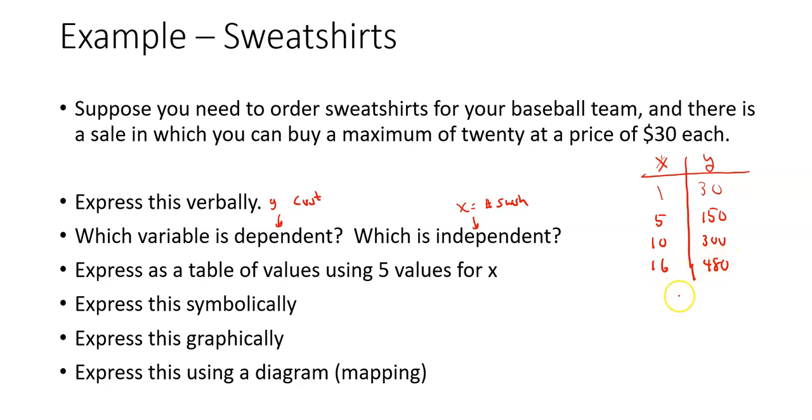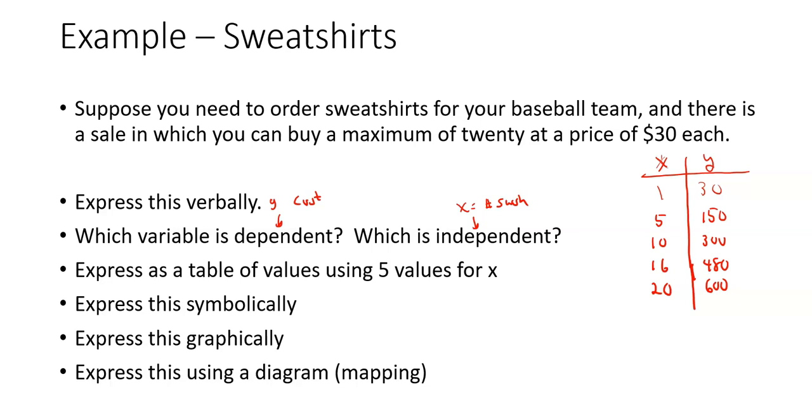It says up to a maximum of 20. So if I buy 20 sweatshirts, it's going to cost me $600. So the question just said to pick 5 values for x. I picked 5 values for x because that's the independent variable. I made sure my answers made sense. I didn't pick fractions of sweatshirts. I didn't pick negative sweatshirts. And I didn't pick any sweatshirts above 20 because it says that's the maximum number I can buy.